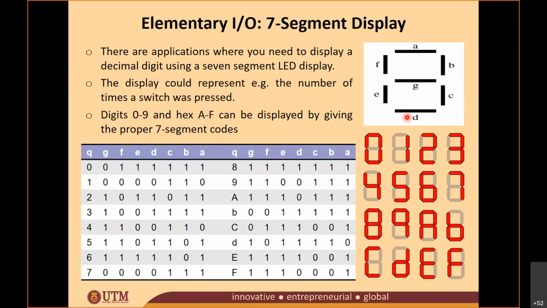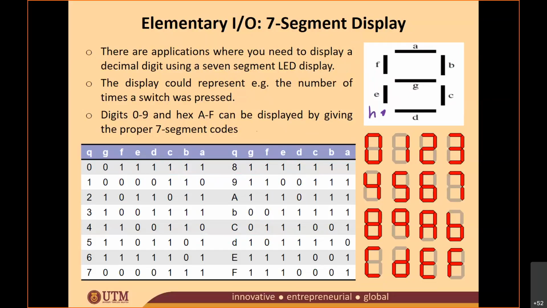Inside of your 7-segment display, you have a total of 8 LEDs actually. A, B, C, D, E, F, G, and satu lagi we call it H, for the decimal point.